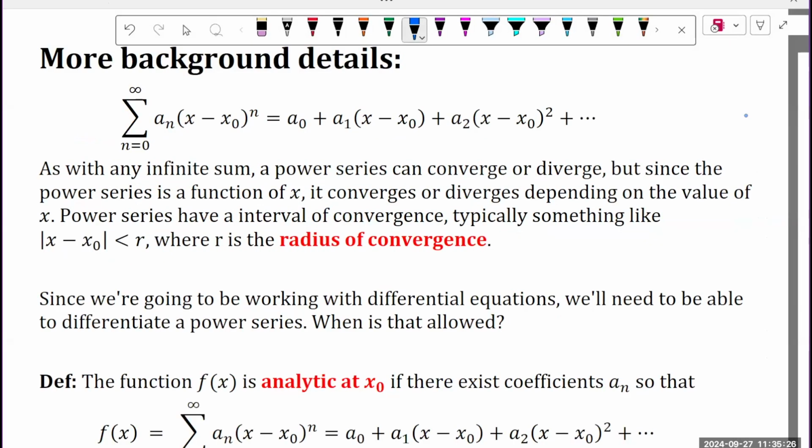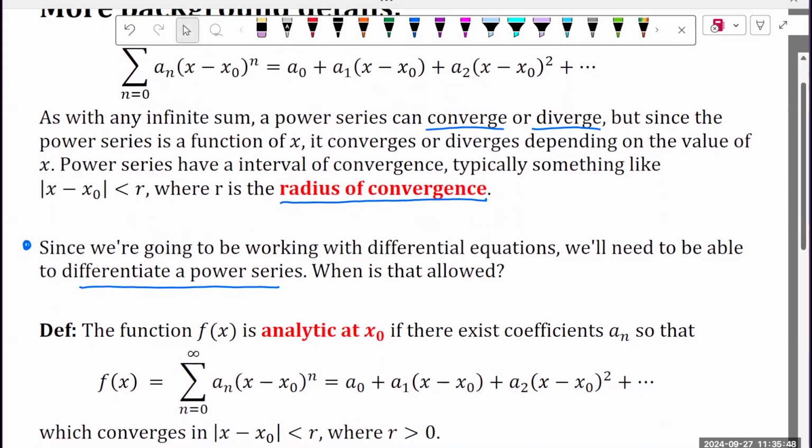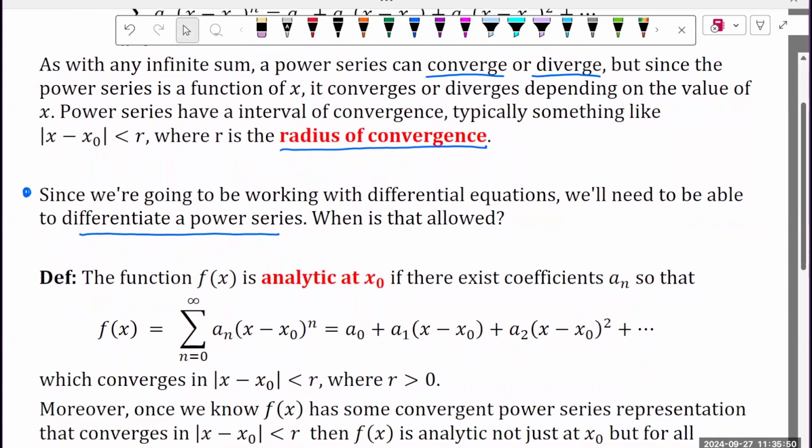So a few more background details. We already discussed the fact that power series can converge or diverge, and that they will converge within that radius of convergence. Since we're going to be working with differential equations, we're going to need to be able to differentiate a power series. So what allows us to do that? Because remember, when we're dealing with the world of the infinite, we have to be very careful not to do things that we comfortably do when objects are finite, because things can actually go wrong. So when can we treat this infinite series almost like a regular polynomial?